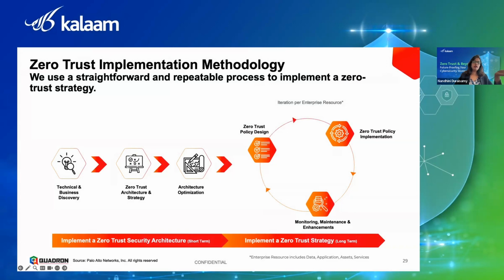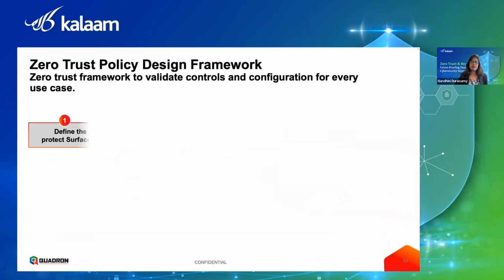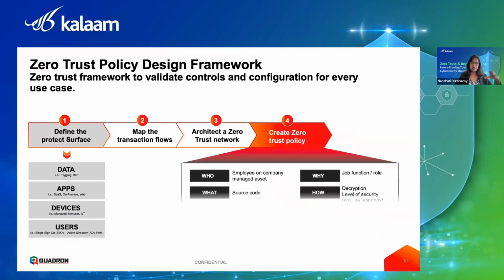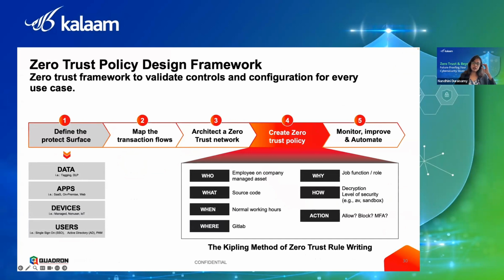And where do we come in? We can help you with the technical and business discovery part for your organization. Then we can define the architecture and the strategy that suits your timeline, and optimize the architecture that you currently have. That is the short term. On a longer term, as we said, there is no end to zero trust. You keep continuous monitoring and maintenance, and you continue to enhance as and when the technology changes. And now, as a recap, you define the protect surface on those 4 areas, and then you map the transaction flows.